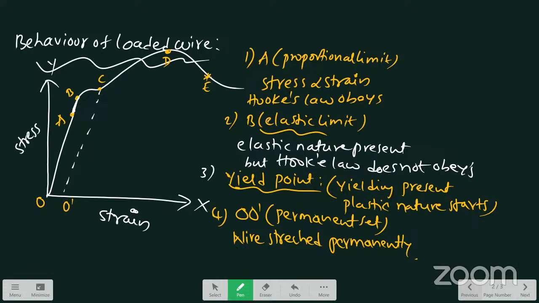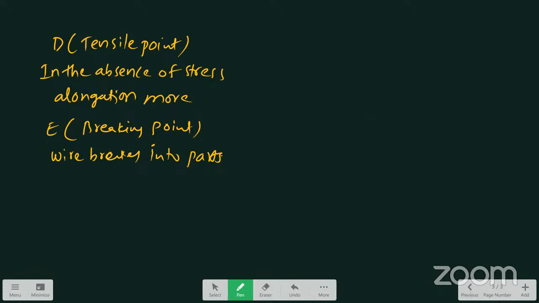Total four. Proportional limit: stress is proportional to strain. Elastic nature present: elastic limit. Yielding point: plastic nature starts from point C onwards. Wire stretched permanently: permanent set. In the absence of stress, elongation is more: tensile point. Last one, the wire breaks: that is the breaking point, students.